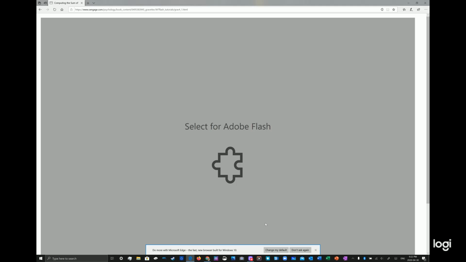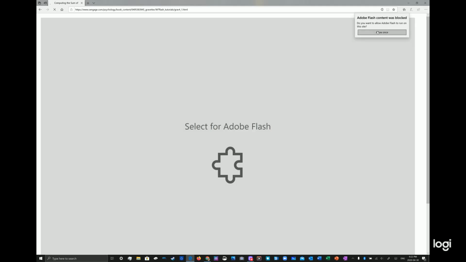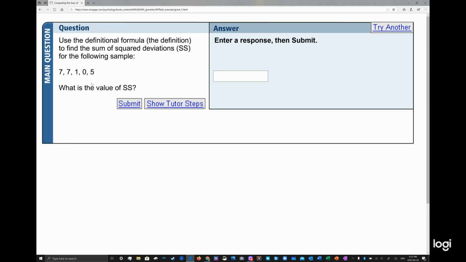So, no, I'm sticking with Chrome. And allow. And once you allow it, you can work out these problems right here. So that's one resource. There you go. Again, you'll be asked to calculate sum of squares. Remember, to get sum of squares, you need the mean first. So again, our reference point is the mean. So you can try the resources there.